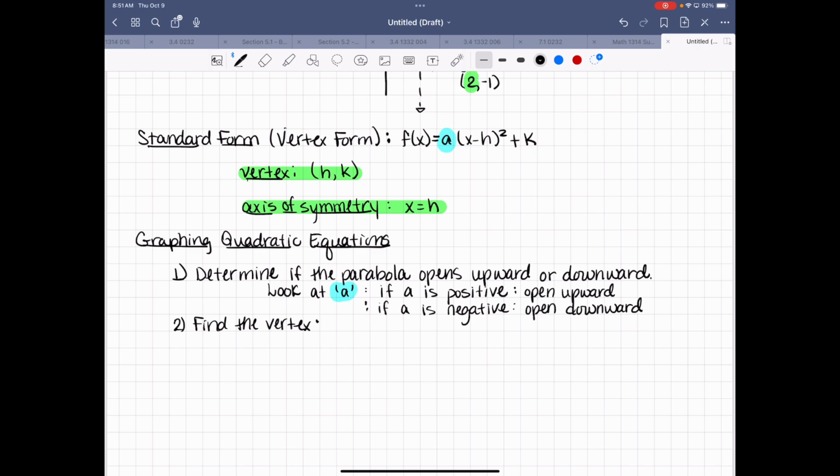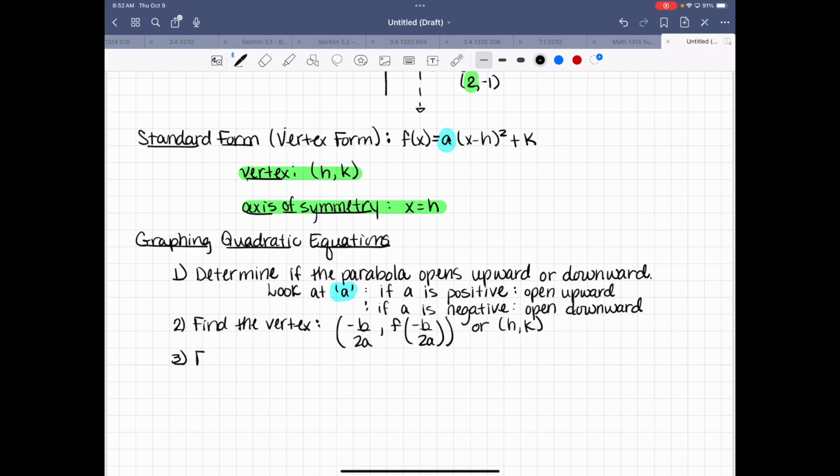So, number 2, we want to find the vertex. That means we're either going to say negative b over 2a, depending on the form, with f of negative b over 2a. Or, if it's nice, we just look for h, k. Okay? So we're going to graph that.